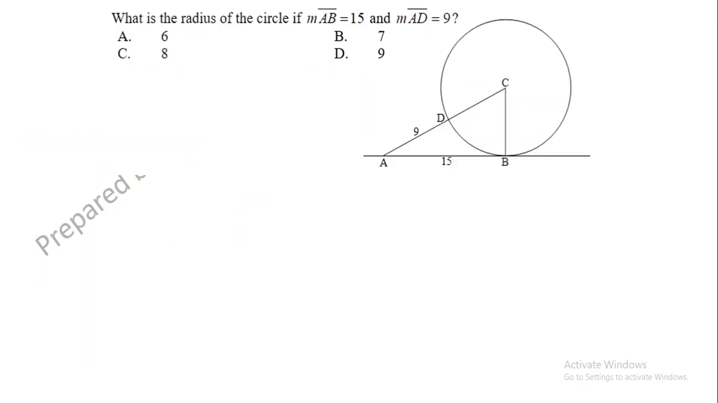Okay, let us talk about the next one. He says that, what is the radius of the circle? So you have to find the radius, if AB is 15 centimeter and AD is 9.